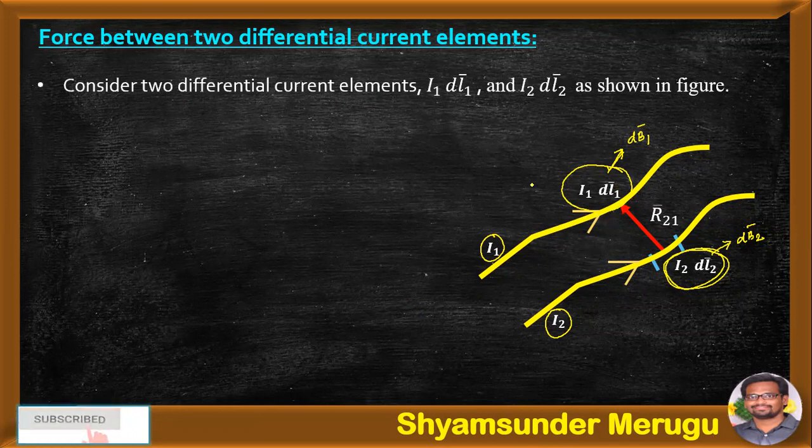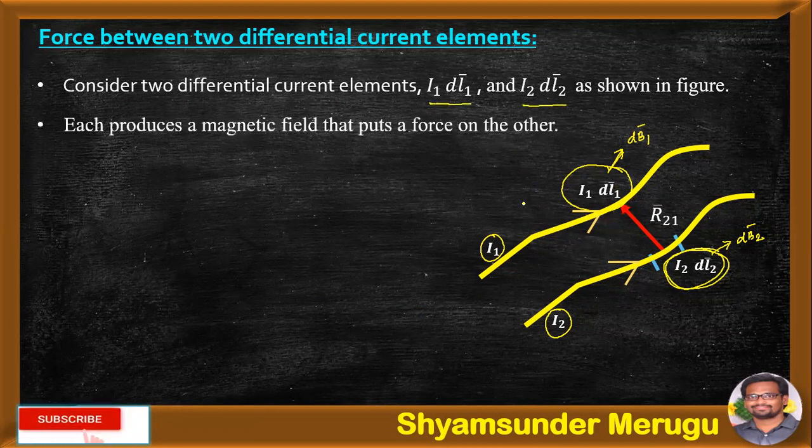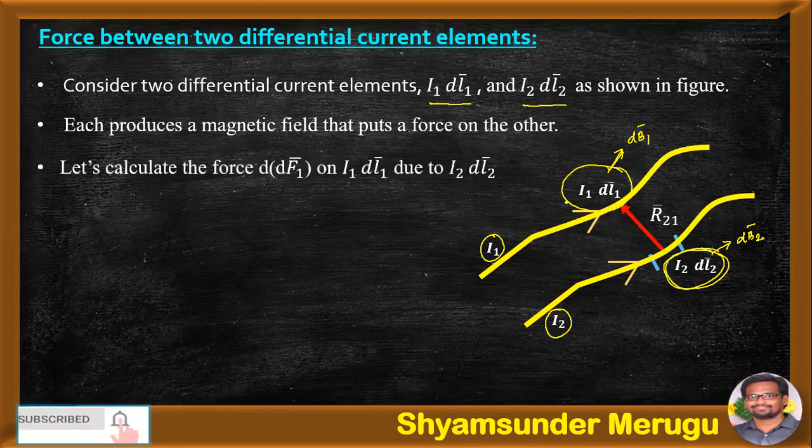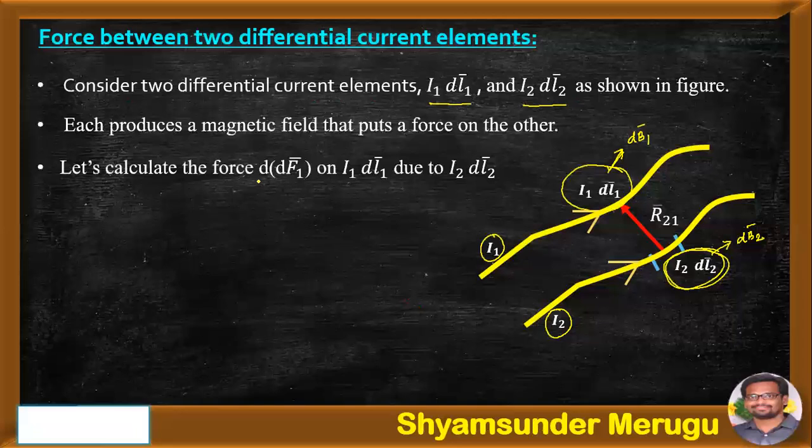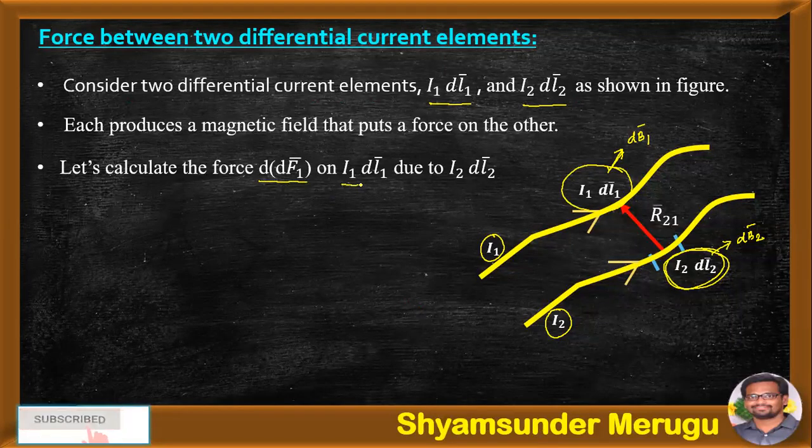Consider the two differential current elements I1 dl1 bar and I2 dl2 bar. Each produces a magnetic field that puts a force on the other, as we discussed here. Now let us calculate the force d of df1 bar on I1 dl1 bar due to I2 dl2 bar. That means this I2 dl2 bar will produce the magnetic field of flux density dB2 bar. So due to this field, what could be the force that is exerted on the current element I1 dl1 bar?